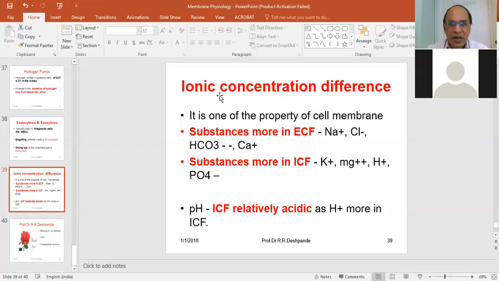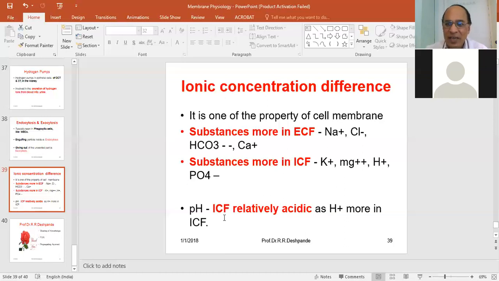Ionic concentration difference is very important to understand cell membrane physiology. It is one of the properties of the cell membrane. Which substances are more in the extracellular fluid? This is an oral question, a viva question. They are sodium, chloride, bicarbonate, and calcium. And substances more in the ICF, inside the cell: potassium, magnesium, hydrogen, and phosphates.